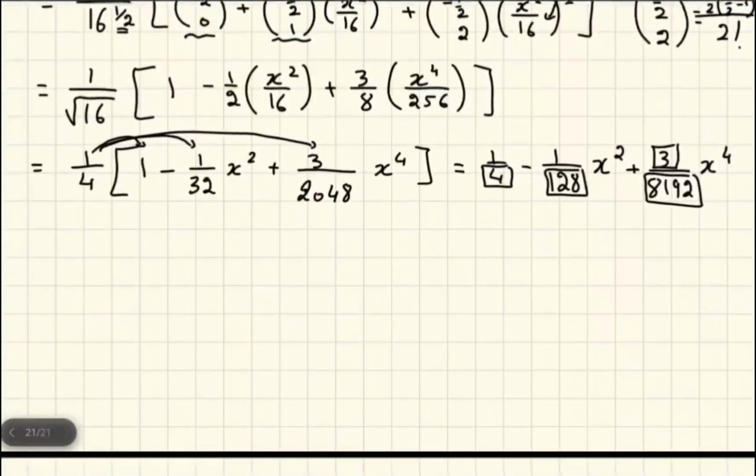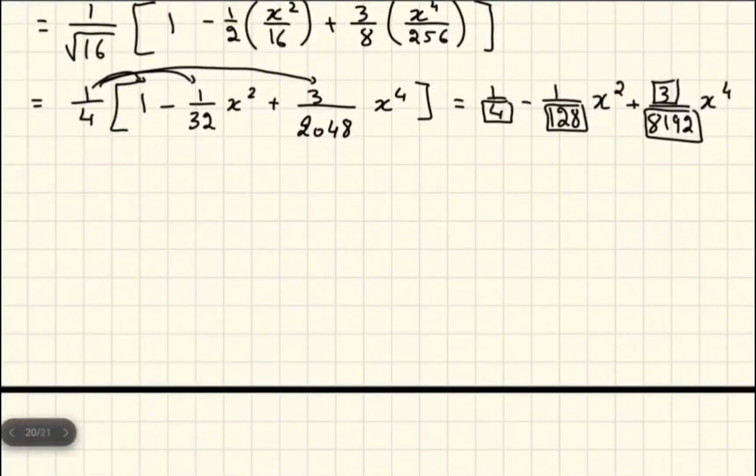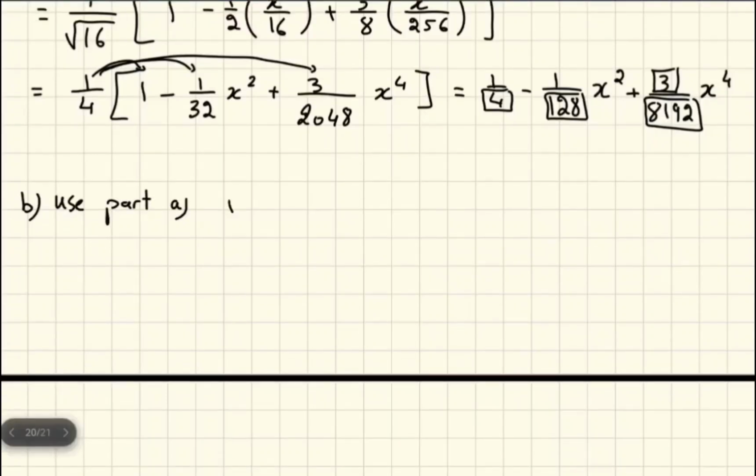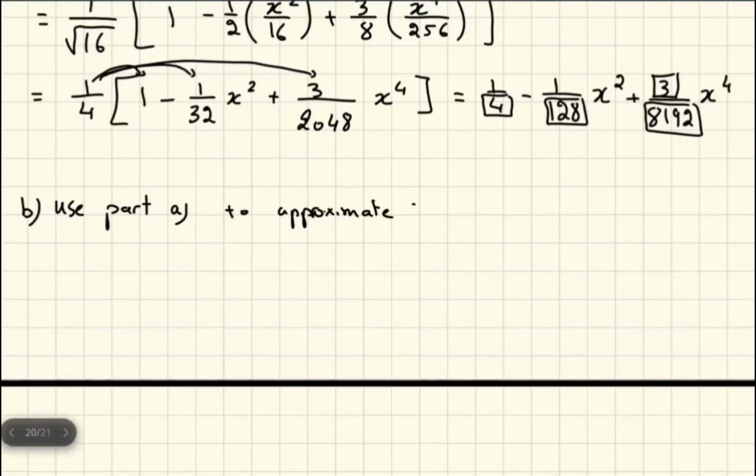They might add 2 parts or 3 parts to this question. Part B, if they tell you to use part A, the expansion in part A, to approximate the square root of 1 over 17.